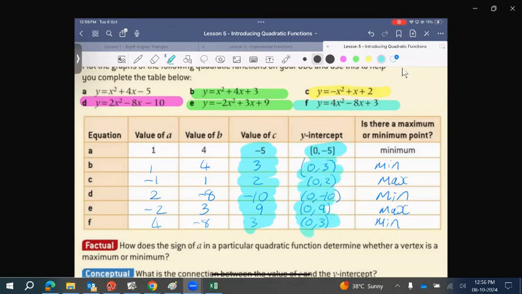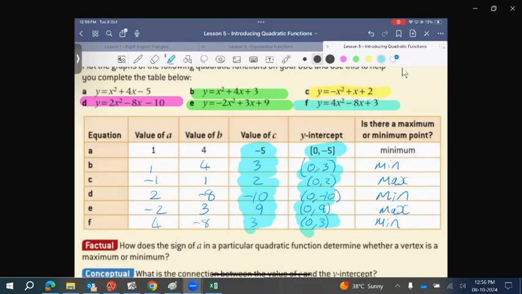Don't say the last number necessarily if it's not written in standard form. If it's in standard form of ax squared plus bx plus c, the last number. But if they write it, let's say the first one was minus 5 plus 4x plus x squared, they've not written it in standard form and you'd be confused. So it's the value of c.